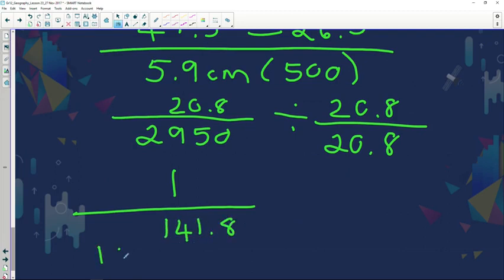So that means we have to travel 142 meters before the gradient increases by a meter, and that's quite a gentle gradient.